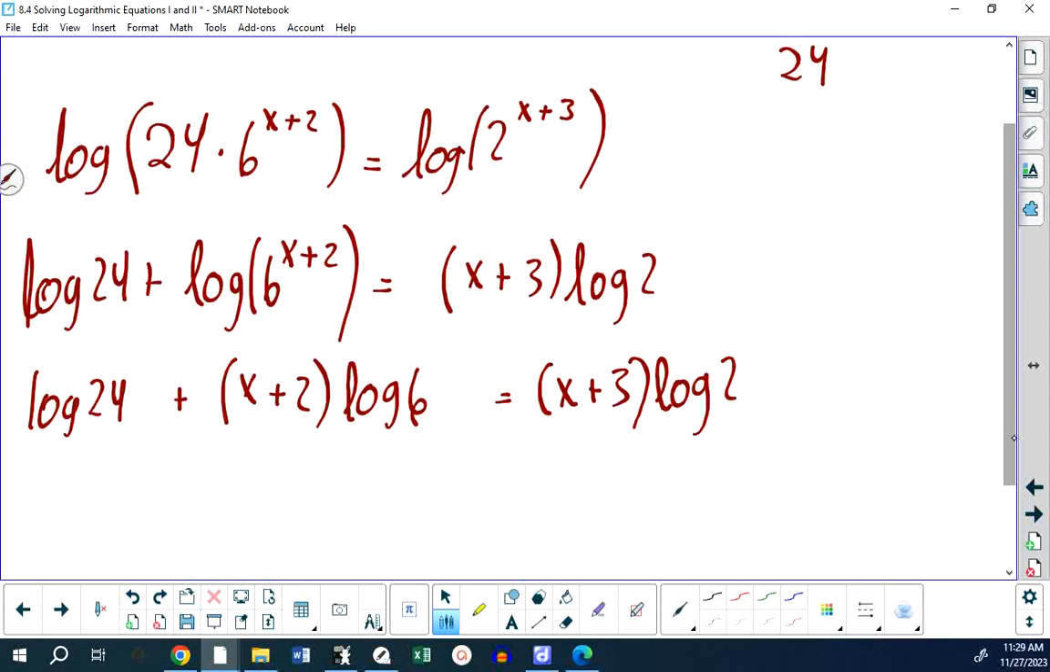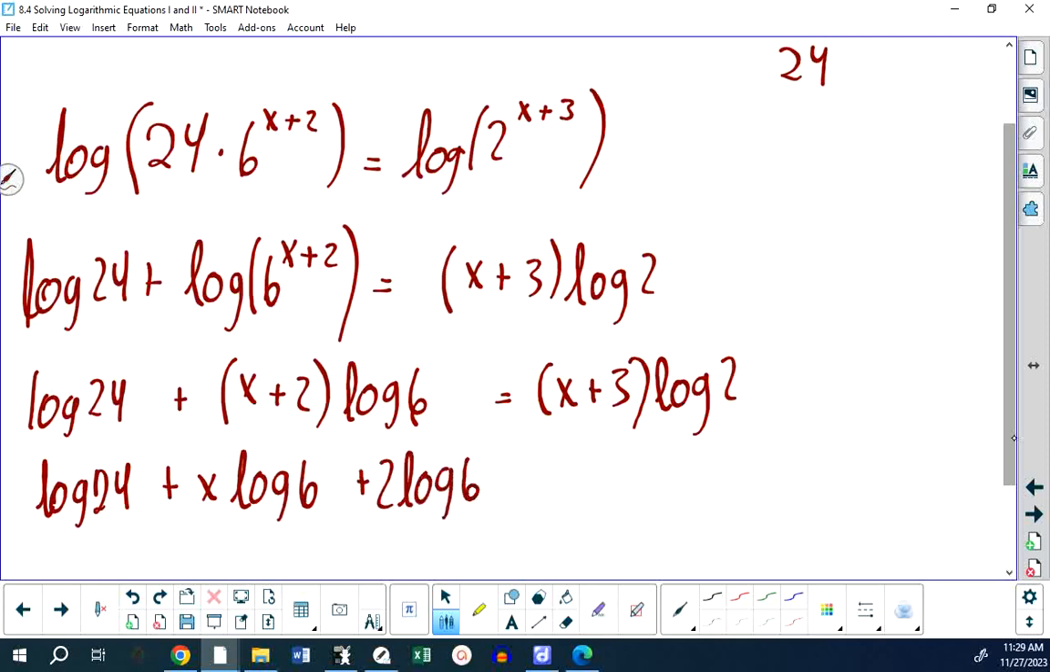Okay, well, we've got to expose those x's. They're trapped inside with those numbers. We want to distinguish between x's and numbers, so you have to expand this out and get log of 24 plus x log 6 plus 2 log 6 equals x log 2 plus 3 log 2.